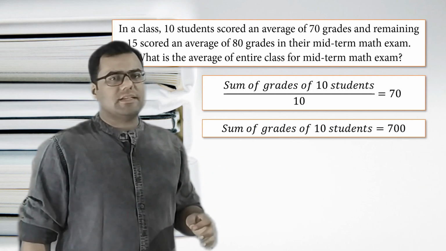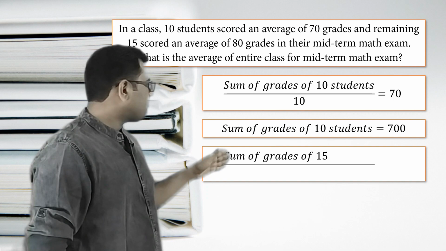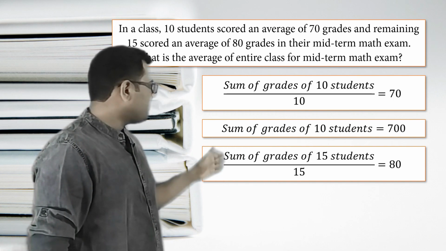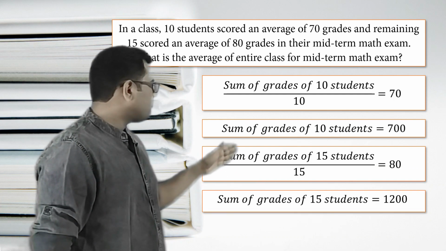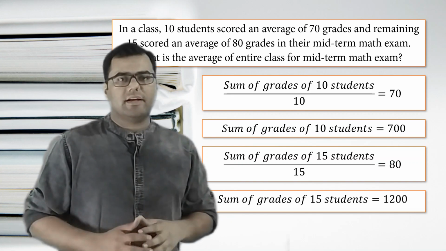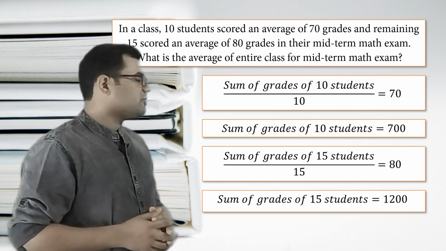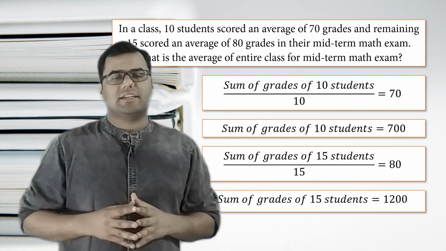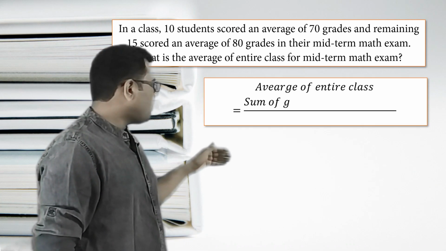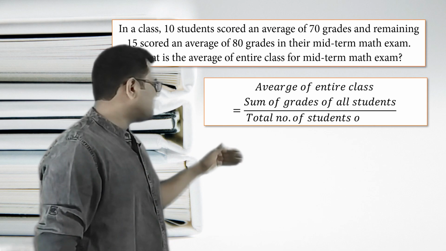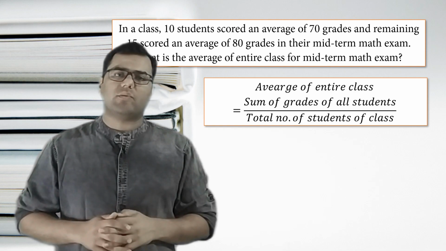Similarly, for the second linguistic statement, the mathematical equation comes out to be sum of grades of 15 students divided by 15 equals 80, or sum of grades of 15 students equals 1200. Now we have two equations. However, the problem wants us to know the average of the entire class. The formula shall be the same: sum of grades of all the students divided by the total number of students. The total number of students in the class is 10 plus 15 equals 25.